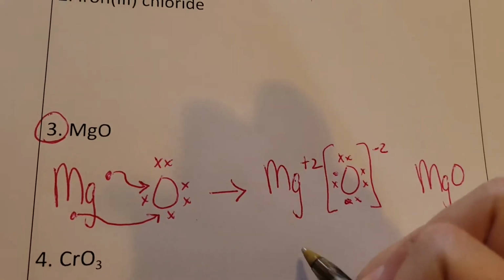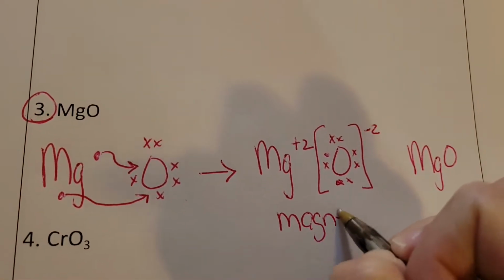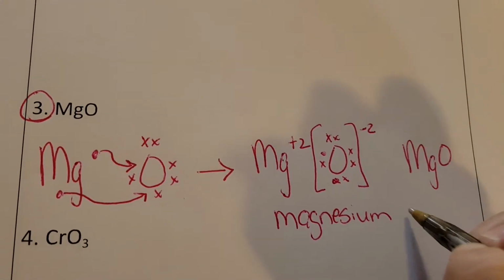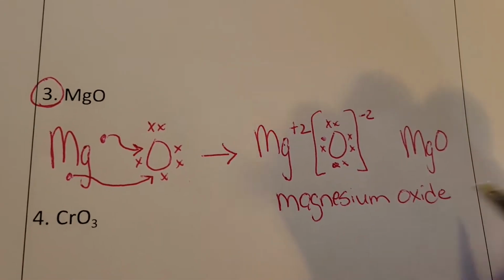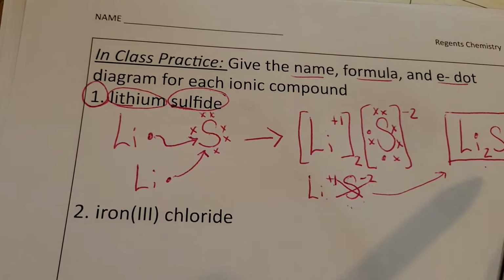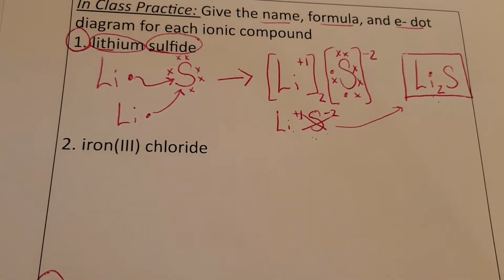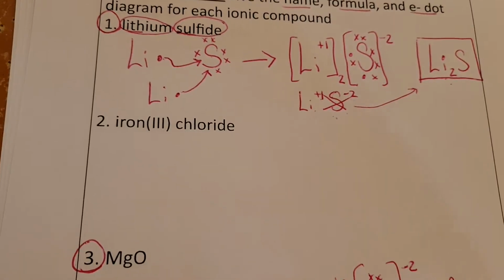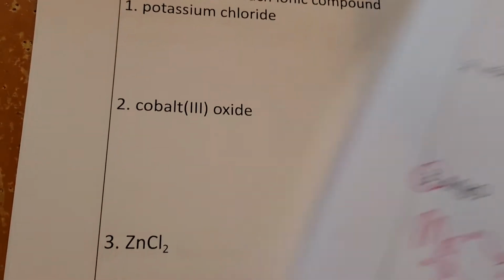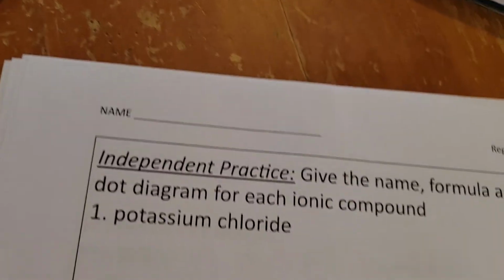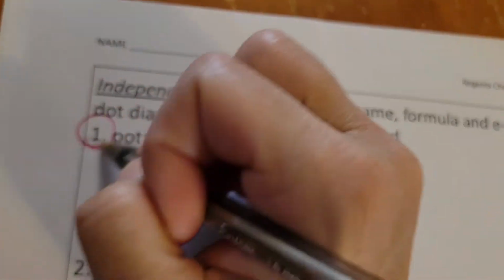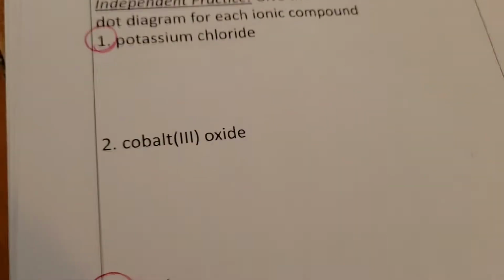And then to name it, magnesium oxide. Remember, no prefixes, nothing like that. Just like in this one, it was lithium sulfide. We don't say dilithium sulfide or anything like that. Okay. So those are the first 2. And then the second 2, we're on page 9. Same thing for you to do, number 1 and number 3.